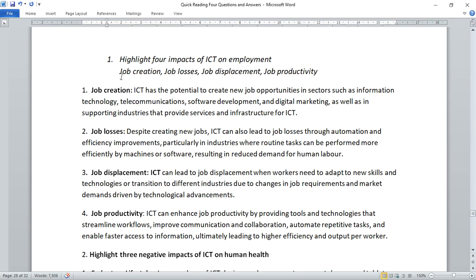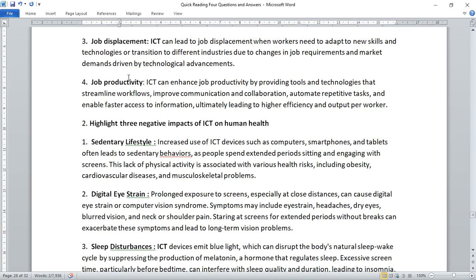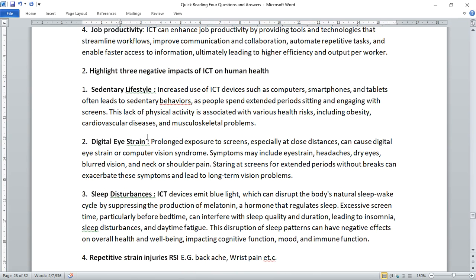ICT has brought new jobs, that is job creation. It has made people lose jobs, that is job losses. Some people have been displaced or moved to other departments. Like, for example, if you are in an office, you are taken to be a soldier or a cook or a cleaner, that is job displacement. Then job productivity, on the other hand, ICT has made job productivity better. So you can pause the video and take some notes if you need more content on what I have explained. Highlight 3 negative impacts of ICT on human health.